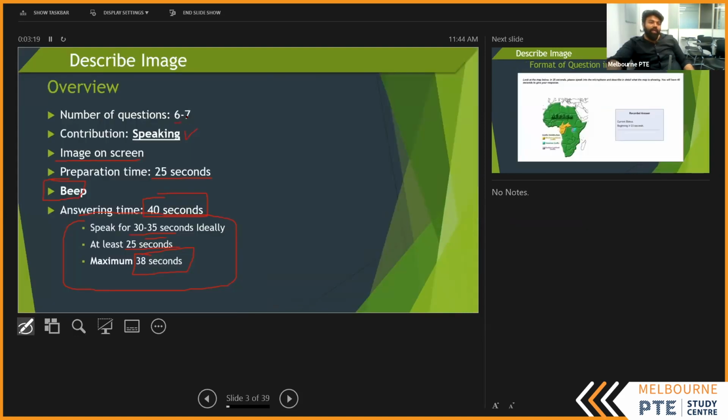Speaking, and you can have 6 or 7 questions for describe image. Now, guys, any questions so far regarding just the basics of describe image?